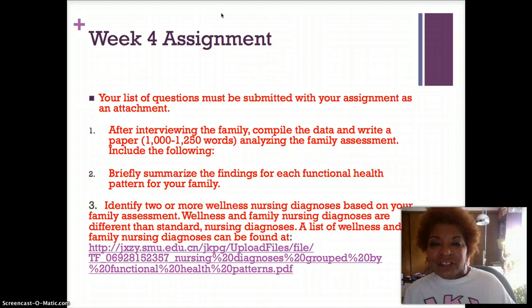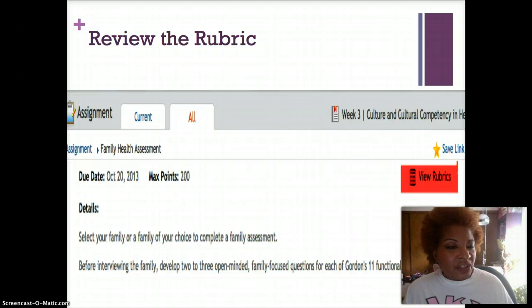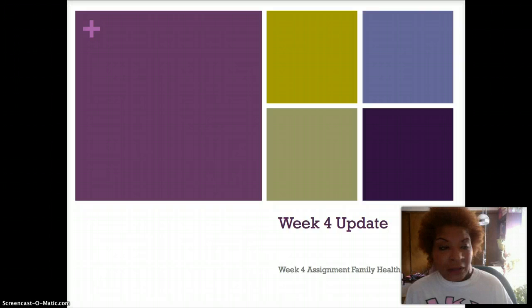So I would attack this assignment by, one, reviewing Gordon's functional health patterns, then two, writing out the three open-ended questions that you're going to be asking the members in your family, and then do your assessment and then summarize it. If you do that, you're probably going to need to take the week to get this done and get it done effectively. And do review the rubric. So I believe that really does cover the review for the week 4 update.